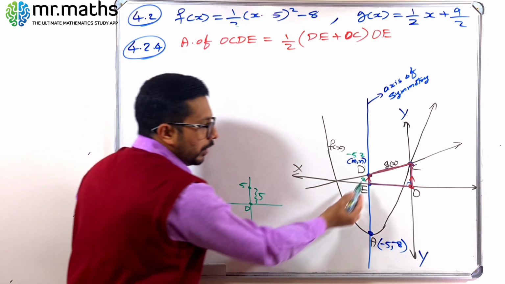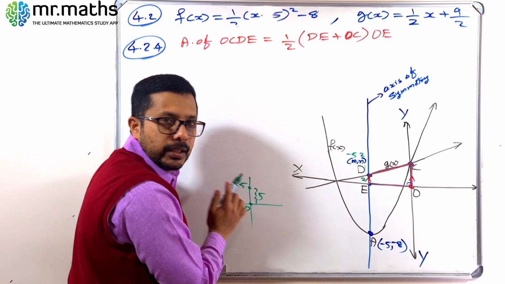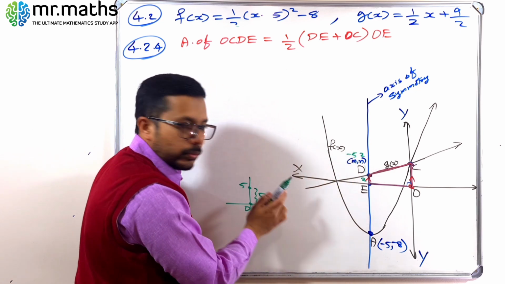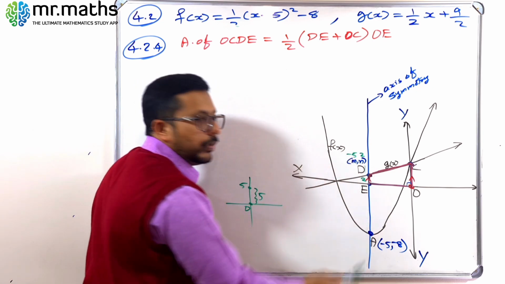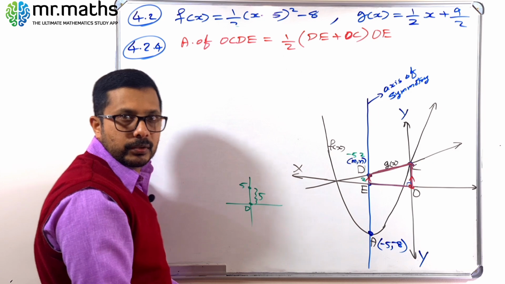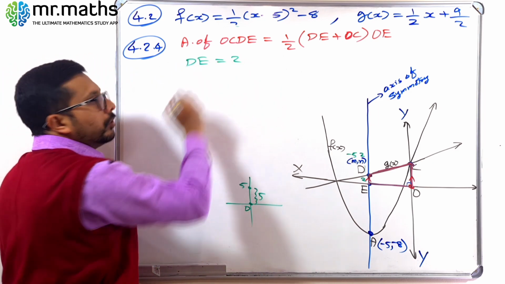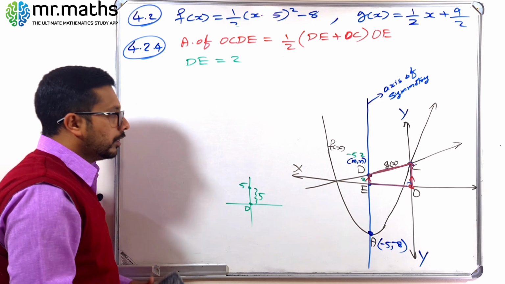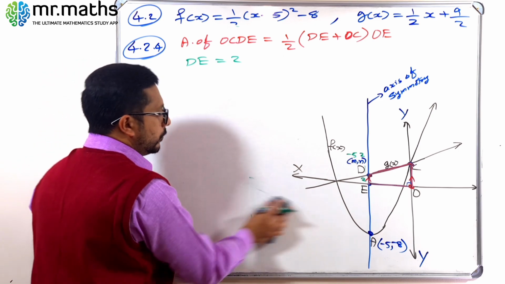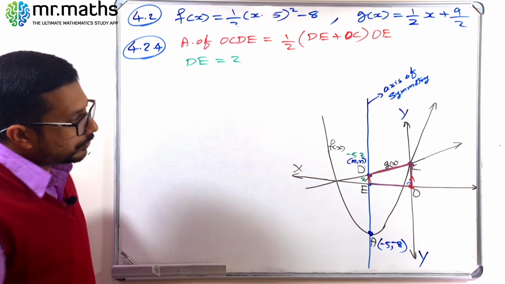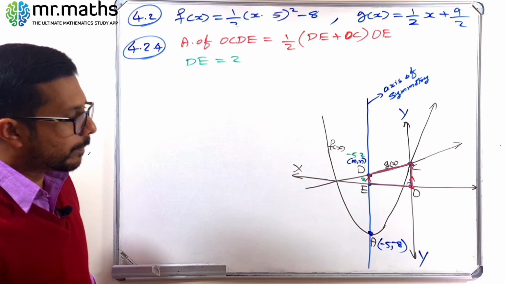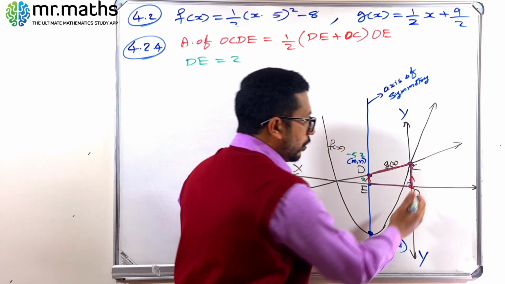Same thing here, the y value at this point D, what is the y value? 2. So it means that the length of DE is 2 centimeters. Okay, so we know that DE is equal to 2 centimeters, or whatever the units may be. Now what is the length of OC?